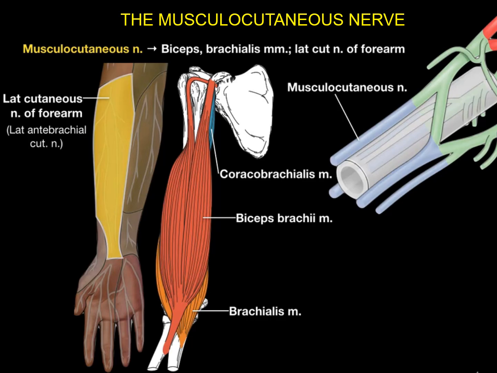Here, with the musculocutaneous nerve, we have one specific situation in the arm. The musculocutaneous nerve descends and perforates the coracobrachialis muscle and splits into the muscular branches which innervate the coracobrachialis, biceps, and the brachialis. After that, it descends into the forearm and gives us the lateral cutaneous nerve of the forearm, which innervates skin over the lateral region of the forearm.